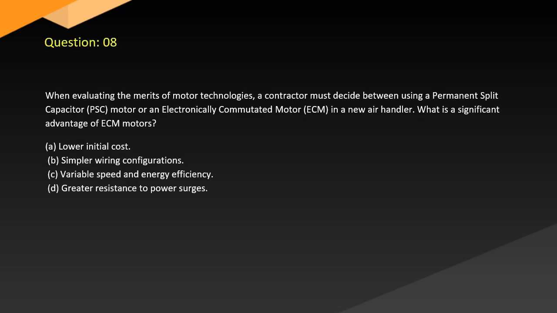Question 8. When evaluating the merits of motor technologies, the contractor must decide between using a permanent split capacitor (PSC) motor or an electronically commutated motor (ECM) in a new air handler. What is a significant advantage of ECM motors? A. Lower initial cost. B. Simpler wiring configurations. C. Variable speed and energy efficiency. D. Greater resistance to power surges.